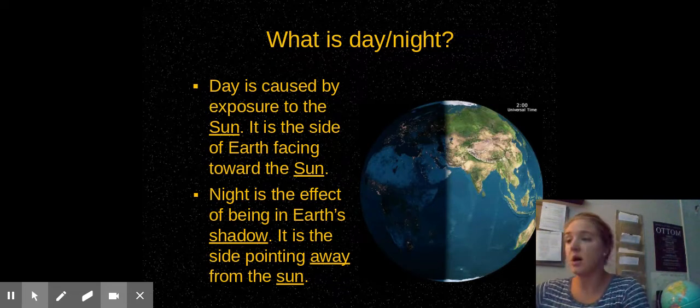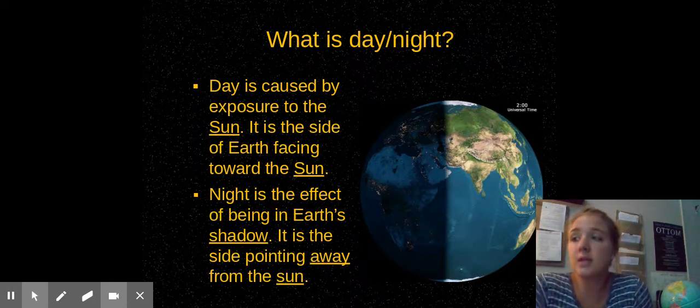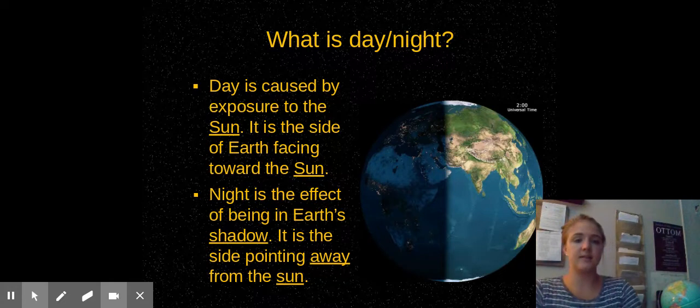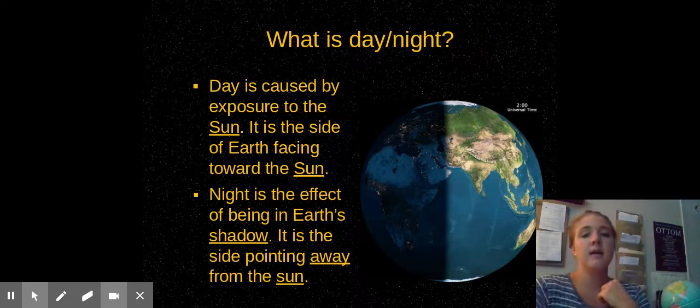Day is caused by exposure to the sun. So when you are in sunlight, it is the side of Earth facing toward the sun. Night is the opposite. It is the effect of being in Earth's shadow, meaning that, as you can see in the picture, this side of Earth is blocking the light from getting to the other side. It is the side pointing away from the sun.